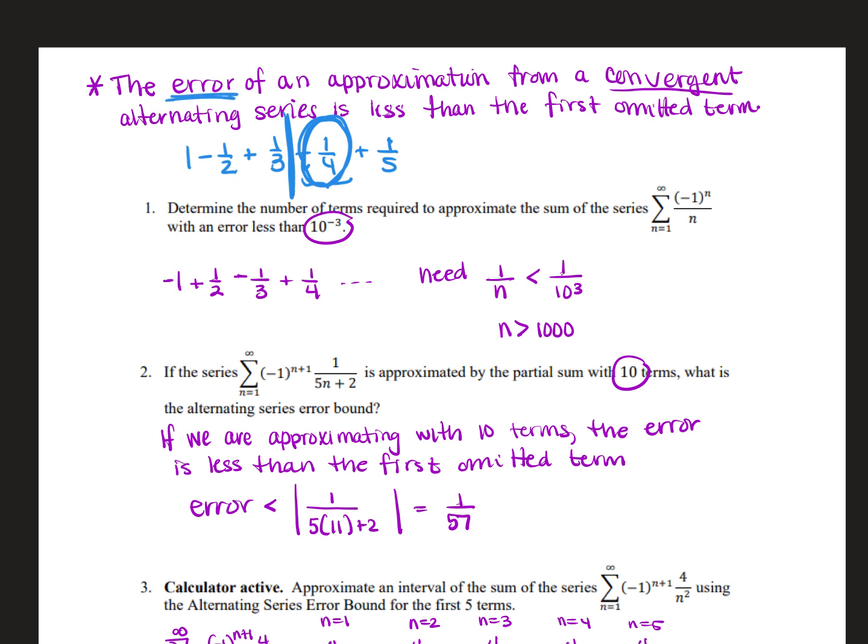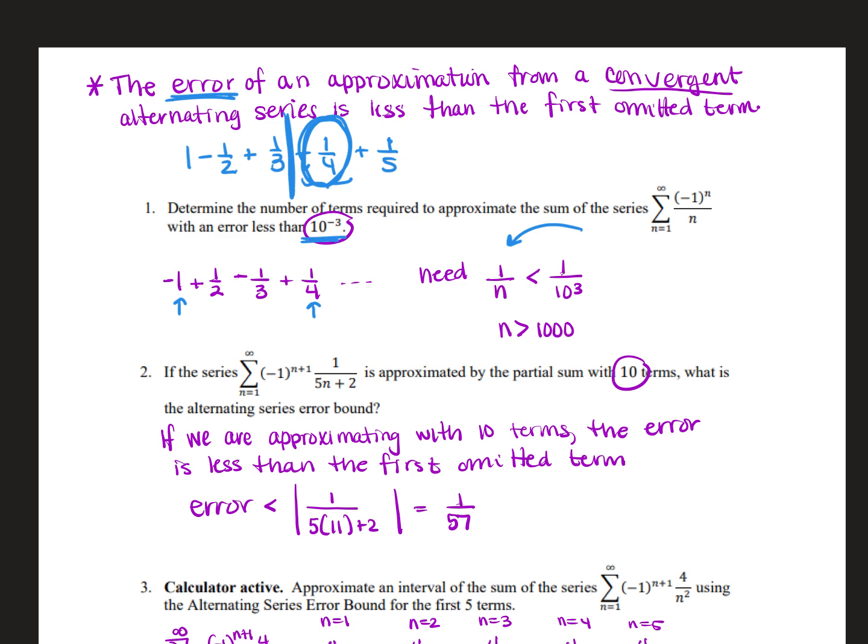So in the first problem, we want to know how many terms we need to get the error less than 10 to the -3, or 1 over 10 cubed. I would look at each term. Is this less than 10 to the -3? No. Is this less than 10 to the -3? No. So we'd keep going. But what we need is 1 over n to be less than 1 over 10 cubed, so n is going to have to be bigger than 1,000.